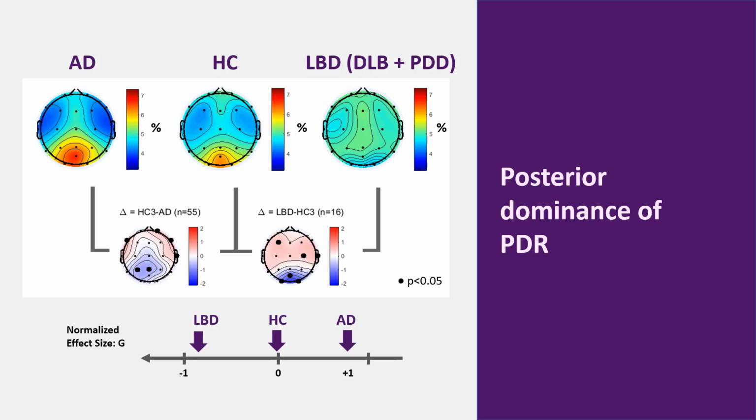The spatial distribution of the dominant rhythm was measured by computing the percentage of power in each channel. In the AD group, its posterior dominance was increased. However, in the LBD group, the posterior dominance of PDR was lost, resulting in a close to uniform distribution of PDR power across the scalp.